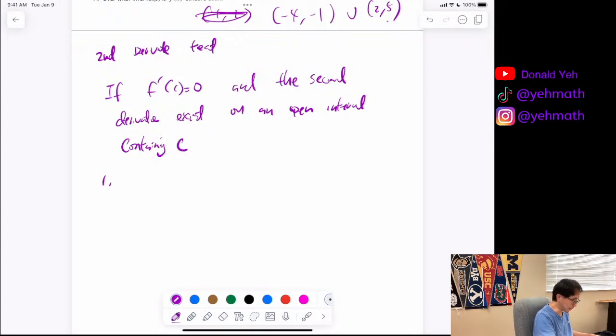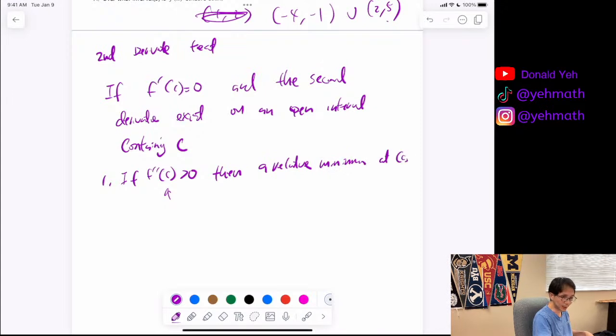Okay, so the first thing you understand says if f double prime of c is greater than 0, we talk about c being a horizontal tangent, then there is a relative minimum at c, f of c. Two, if f double prime of c is less than 0, then a relative max at c, f of c. Is that okay?